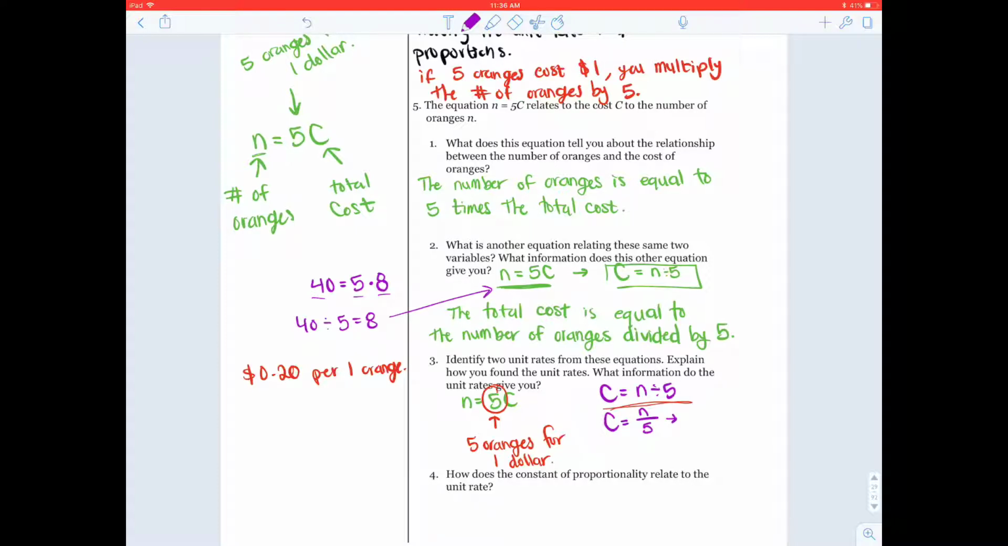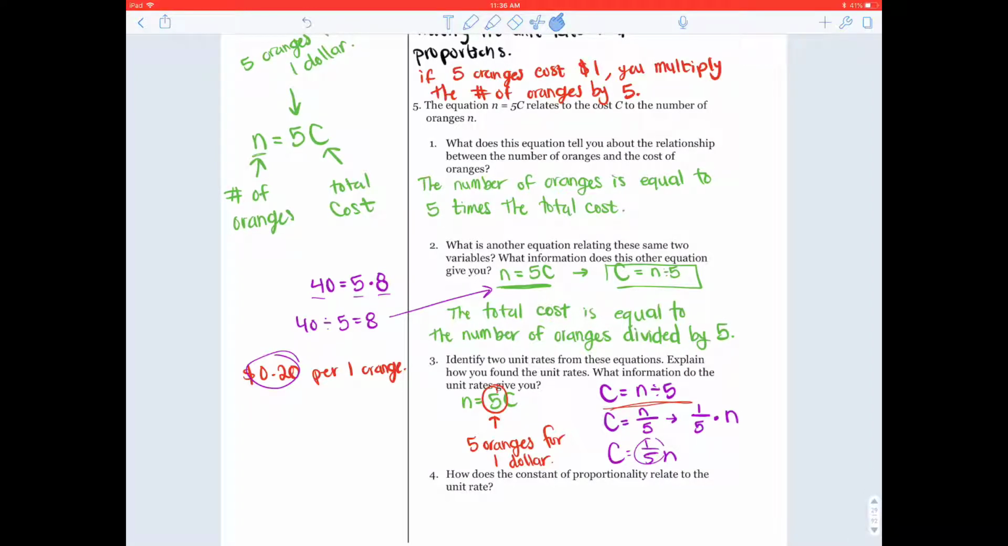How do I rewrite n divided by 5 as a multiplication problem? If you remember correctly, we can just multiply by 1/5. Multiplying by 1/5 is the same exact thing as dividing by 5. So now we have an equation that looks something like this. We have 1/5 n. But does 1/5 match with our 20 cents per orange?